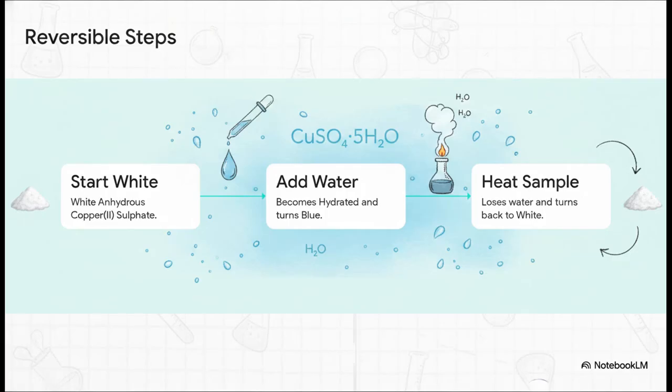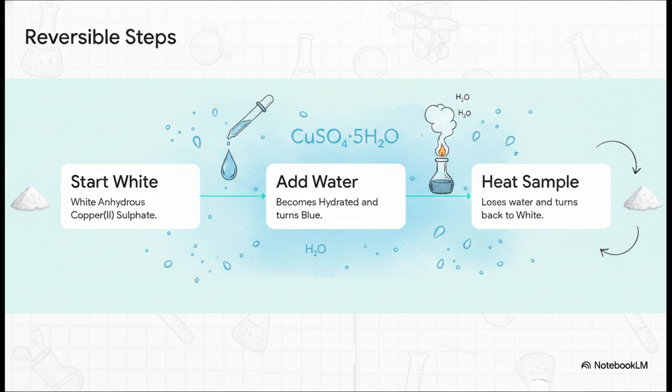So let's review the exact steps of this reversible process. Step 1. You start with the white anhydrous copper 2 sulfate. Step 2. You add water. It becomes hydrated and magically turns blue. Step 3. You heat that blue hydrated sample. It loses the water and turns right back to white.